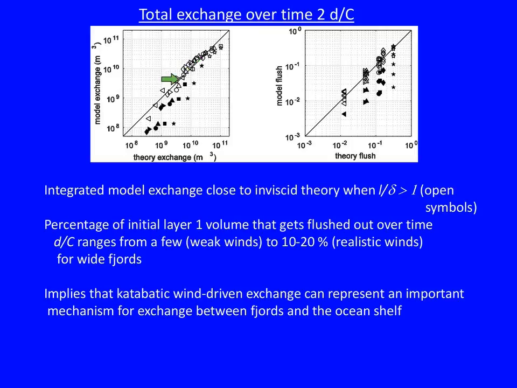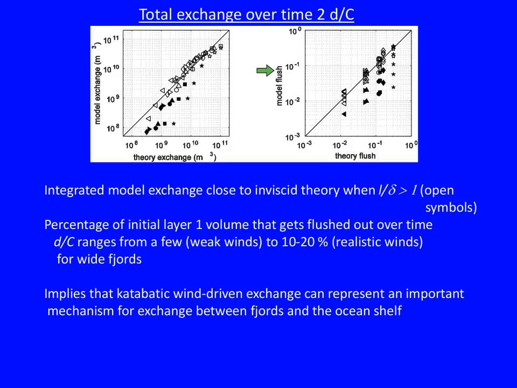The solid symbols are when L over delta is less than 1. So this is where we expect friction to become important, and indeed they do begin to fall below the theoretical prediction there. And this is just integrated over the time period for which the theory says you should arrive at an equilibrium state. So this 2D over C here.